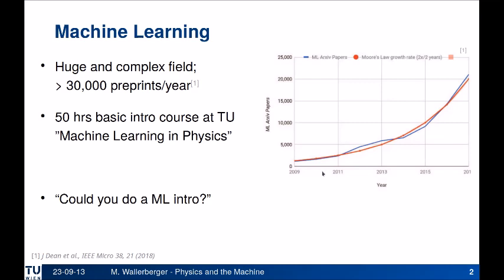So I was asked here to speak about machine learning. It's a huge and complex field. The number of papers or preprints on the archive grows quite rapidly. I'm not sure I like the analogy with Moore's law here, but it's fair to say that this field has been growing for quite some time. And so we felt here at the TU, there should be a basic introductory course of about 50 hours where we cover the bare minimum that one needs.